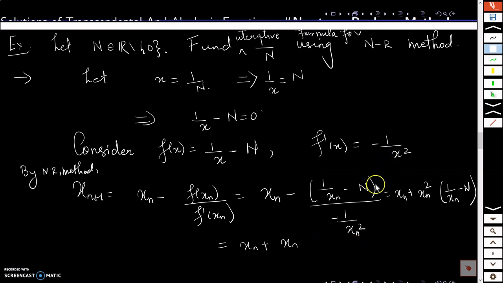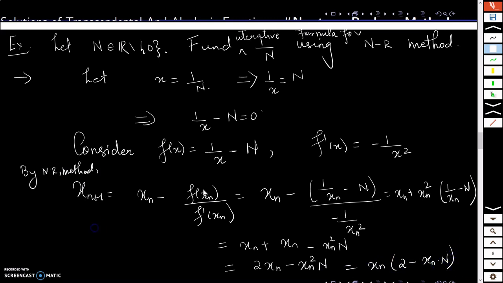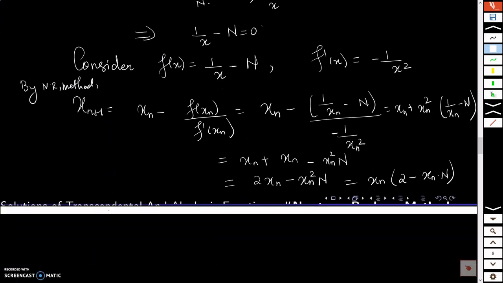So this would be xn. So xn square, you open up inside, xn square by xn, one xn will disappear and I'll be left with xn minus xn square capital N, right? And this will be 2xn minus xn square capital N, and if you take xn common from there, you will end up with 2 minus xn into capital N, right? And that is the iterative formula that I'm talking about to find 1 by N.